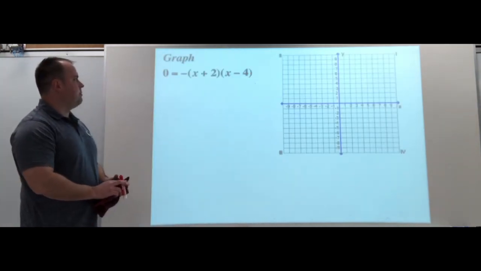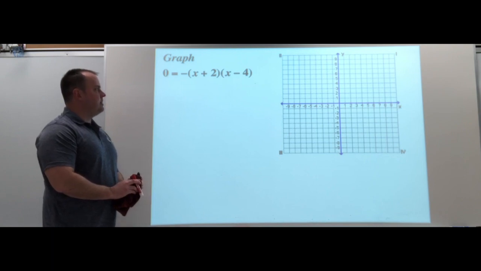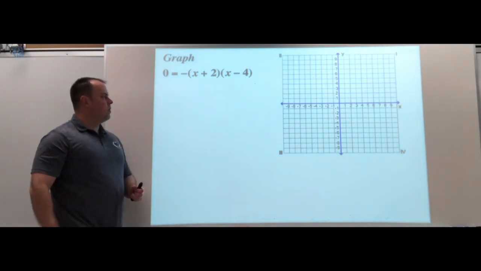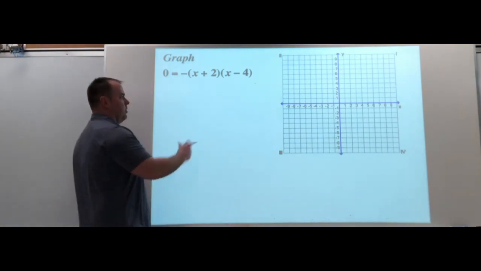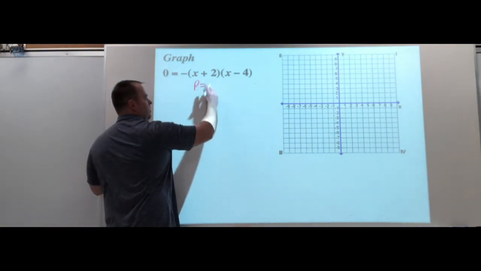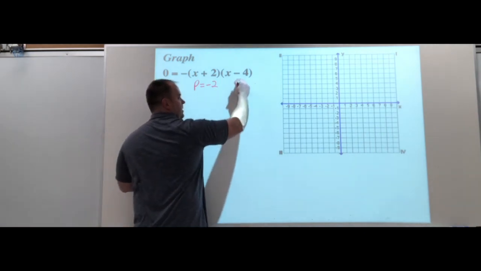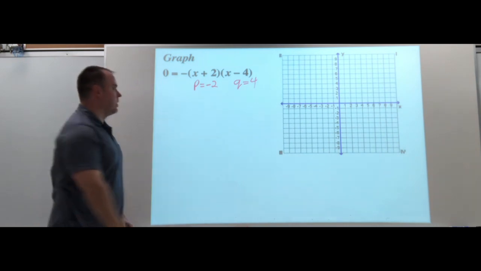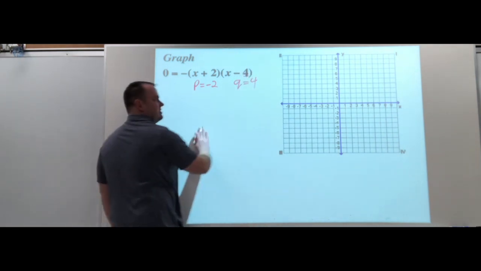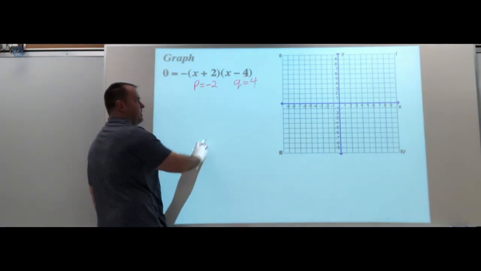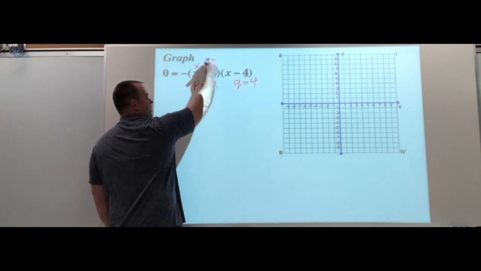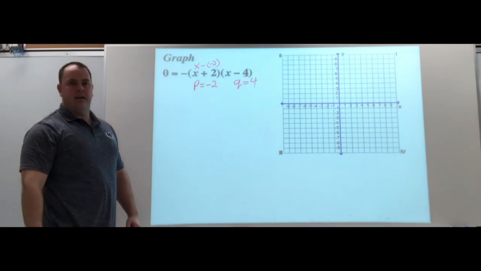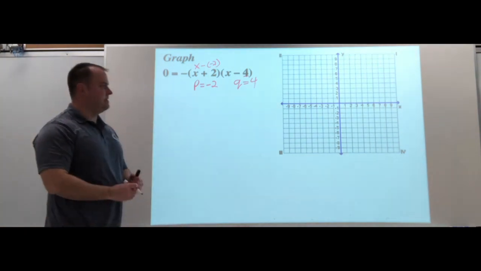Okay, so here's our example. 0 equals negative (x plus 2)(x minus 4). Okay, so we're going to start identifying our p and our q. p equals negative 2. q equals positive 4. Now think about why it's negative 2 and positive 4. Our q is just that 4 there. The x minus is part of the equation. And this first set of parentheses could be written as x minus negative 2. So that's why our p is negative 2.